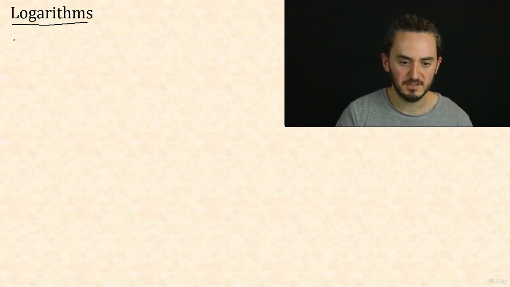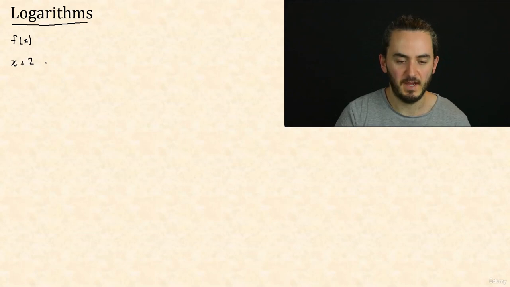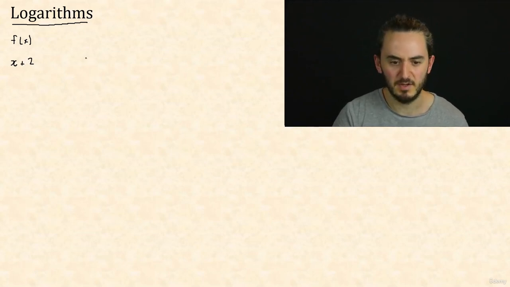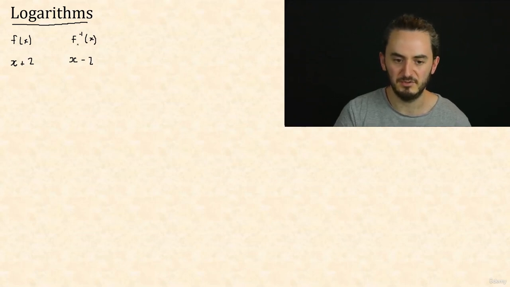So let's start with something super simple. Imagine that our function was x plus 2. That is a function which just adds 2 to something. Well, what's the opposite of that? What is the function which undoes that? Well, it's x minus 2, right? The opposite of adding 2 is subtracting 2. So we'd call that the inverse. We actually write that as f to the minus 1 of x. We don't need that until next year, but you've seen that in trigonometry, sine to the minus 1 of x.